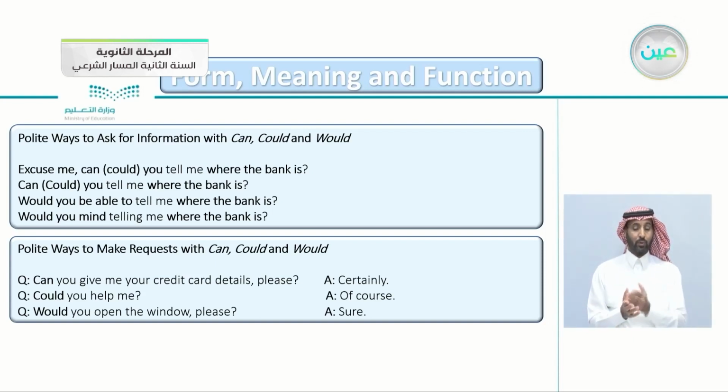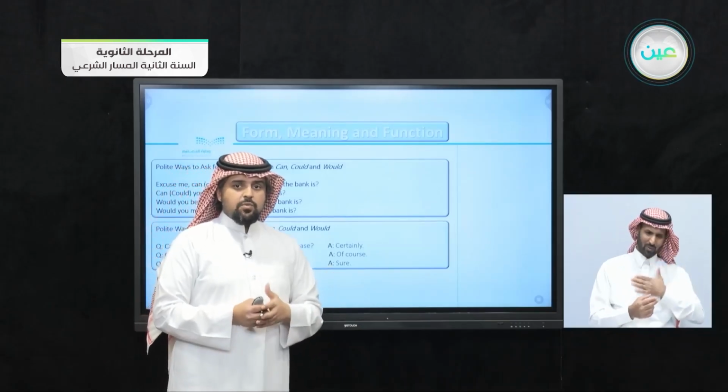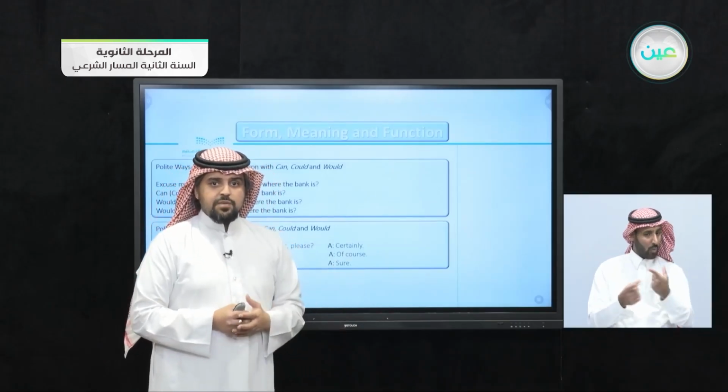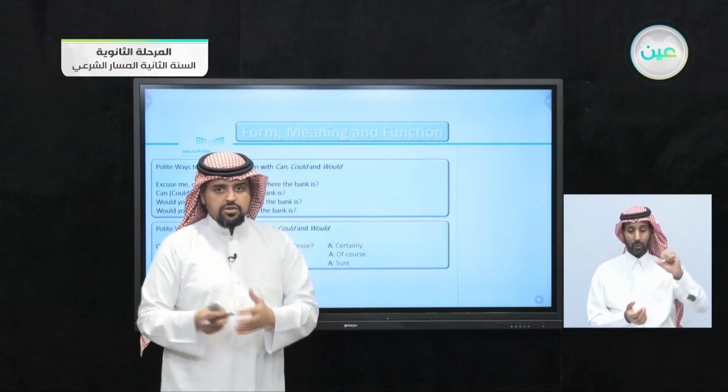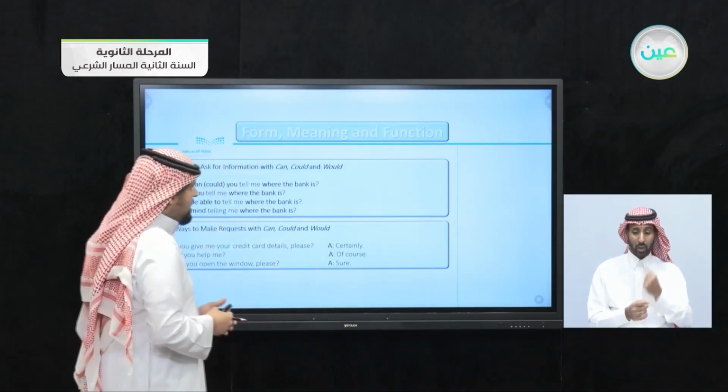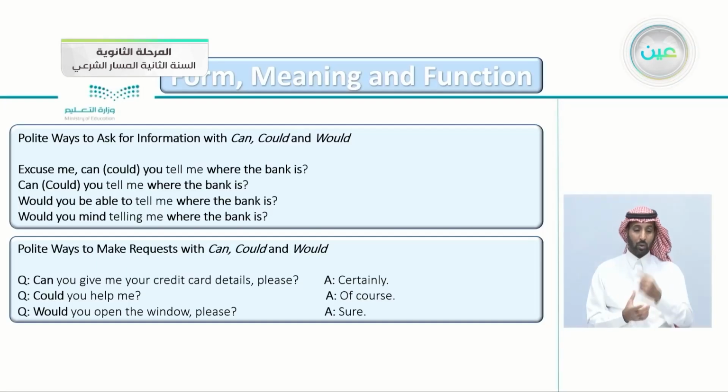When you find someone, excuse me, can you tell me where the restaurant is? Can you tell me where the bank is? You can say either can, could, or would, just as you like. Could you tell me where the bank is? Or can you tell me? Would you be able to tell me where the bank is? Or you can say, would you mind telling me where the bank is?